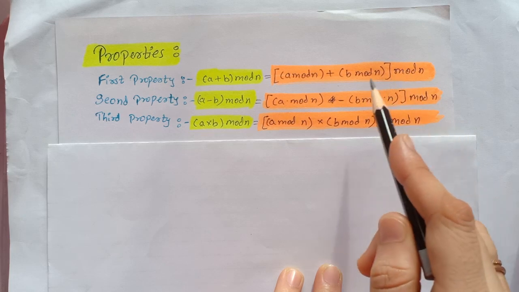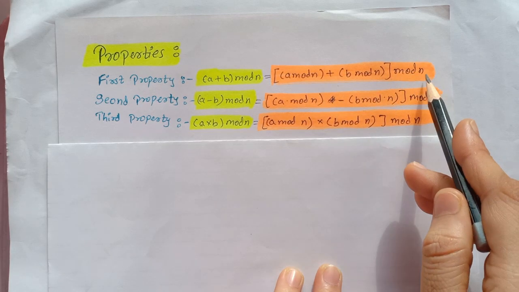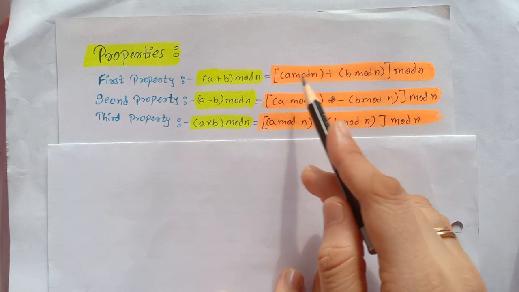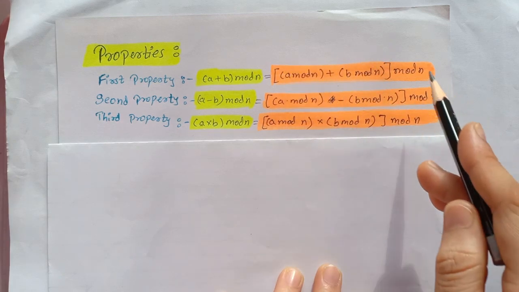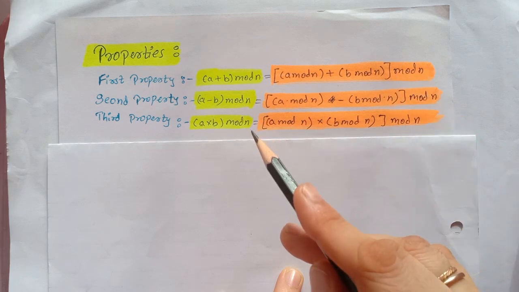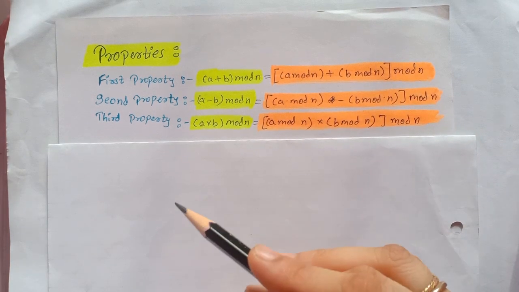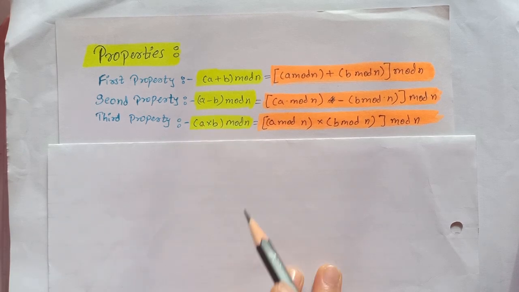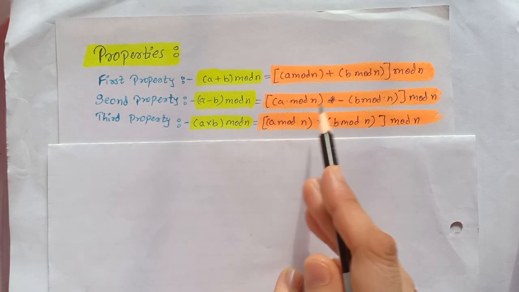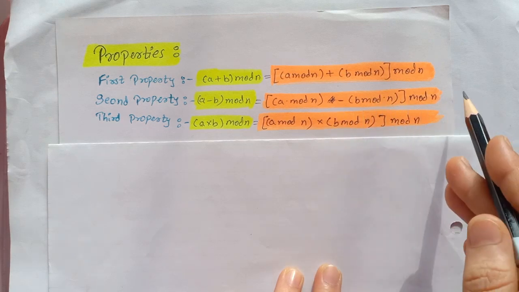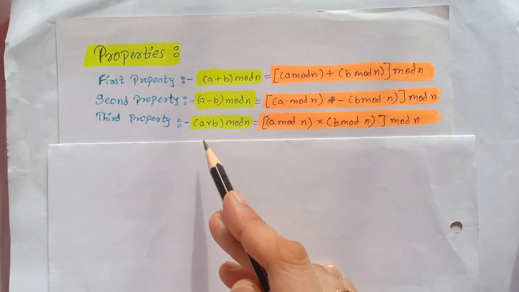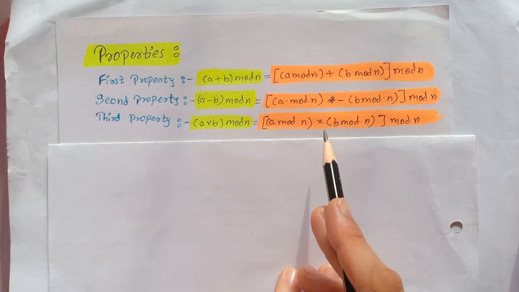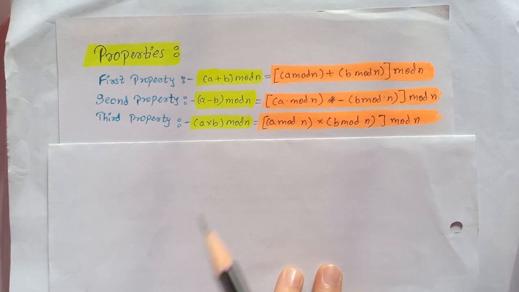As we know, the answer of the mod should always be less than n, and if the answer of this is not less than n, then we have to perform mod n again. We'll see it in the example. The second property is a minus b mod n. We can split it as a mod n minus b mod n, again the whole mod n. The third property is a times b mod n. We split again as a mod n times b mod n, again the whole mod n.